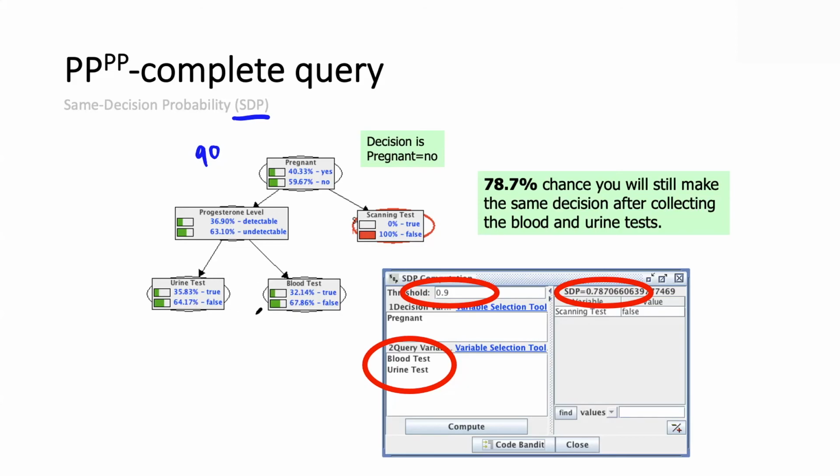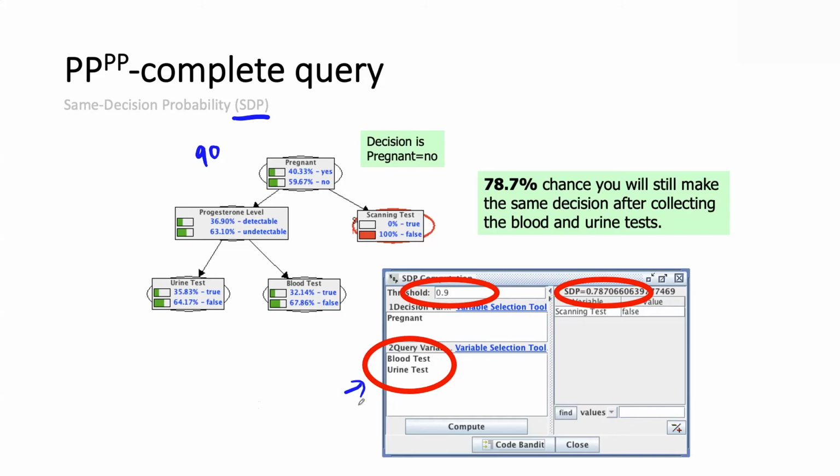And the question here, and that's the SDP query, is what is the probability that my decision of no will stay the same after I have observed these 2 additional tests? Right? I want to evaluate, is it worth obtaining that information? And that's the same decision probability: the probability that I will make the same decision after collecting these variables. So just like MAP, you have to tell me what I am computing the SDP over. And in this case, you're telling me to compute the SDP over these 2 variables.